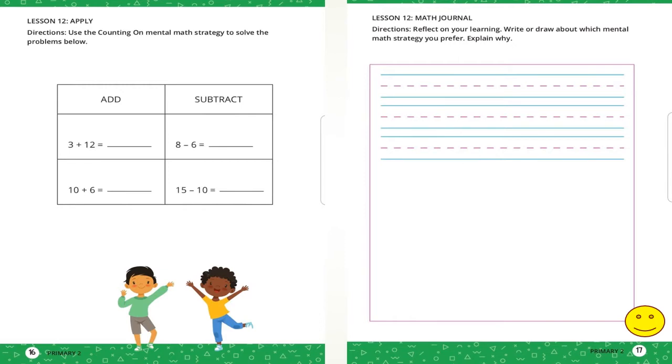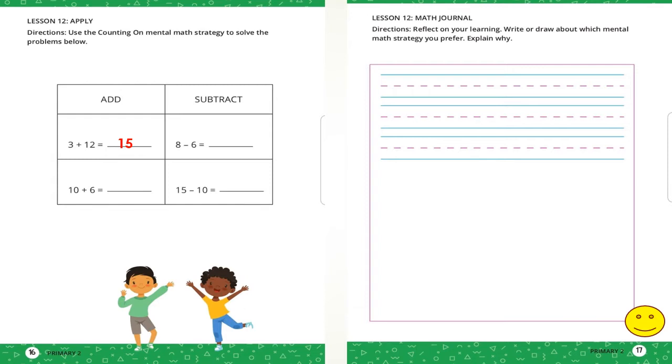Lesson 12, the apply part. Use the counting on mental math strategy to solve the problems below. Here we have addition and subtraction problems. We will solve them using counting mental math strategy. 3 plus 12. We said before, if it's an addition problem, we have to start counting with the biggest number. So 12 in my mind and 3 on my fingers. After 12, 13, 14, 15. So the result is 15.